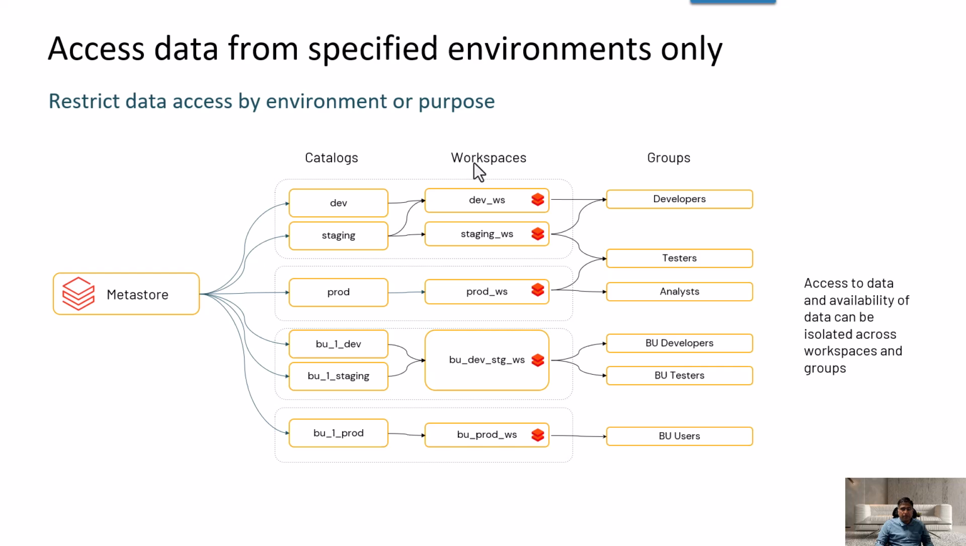So this way you can neatly define the access to the data, and the availability of the data can be isolated across the workspaces and the groups. This is a very neat way. Now if you want to add a developer, you will just add the person to the developer group, and he will automatically be granted the permissions which are required, right? Prior to that it was very difficult. You would only have a permission on the workspace level, and then it was very difficult to manage that.